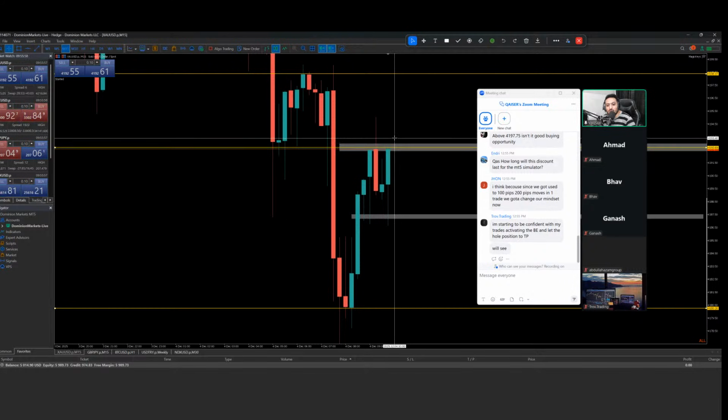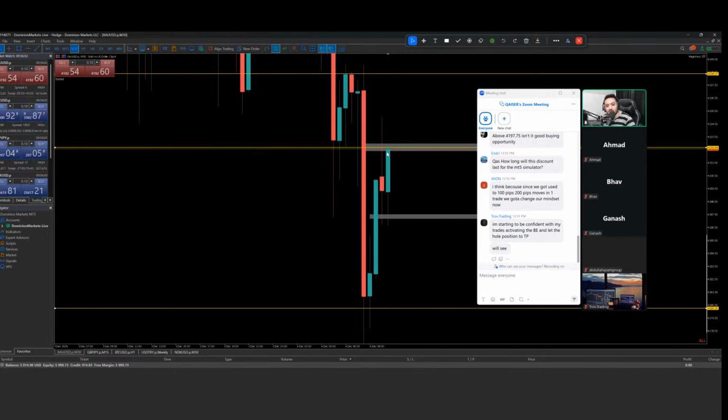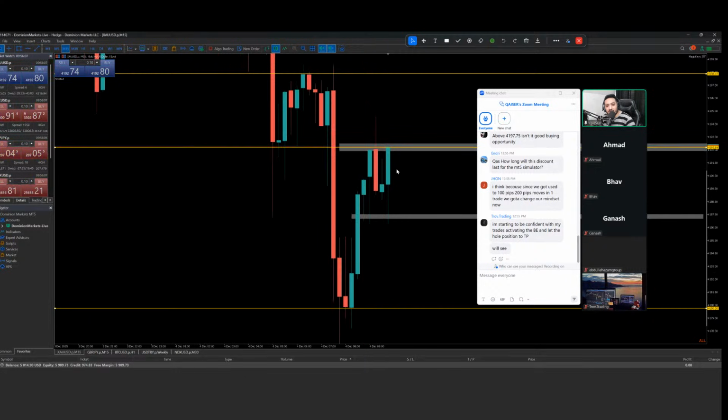If it breaks and closes above somewhere here, then you will see the 30-minute also close above the previous support resistance area. So if the next candle creates a wick and breaks above the high, there's a very high probability it could continue pushing upside, depending on the volume.